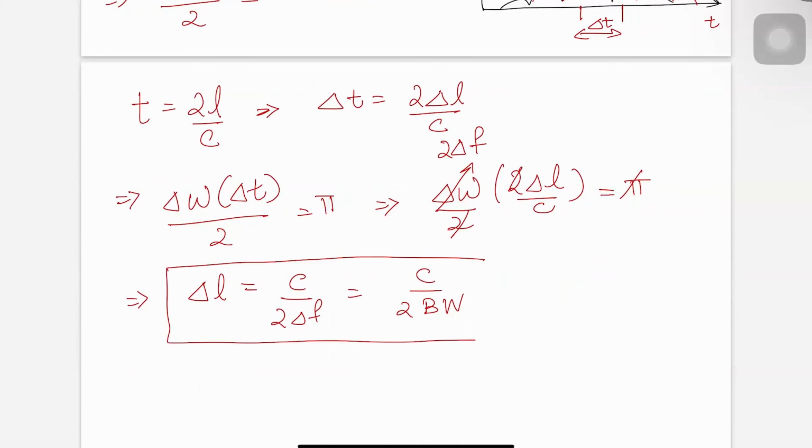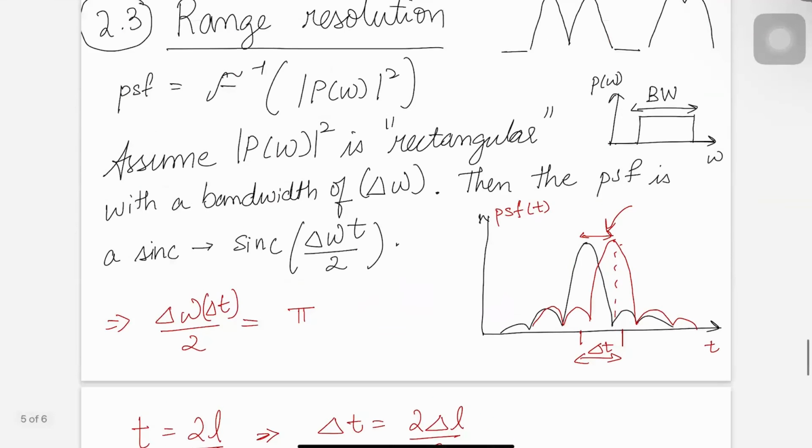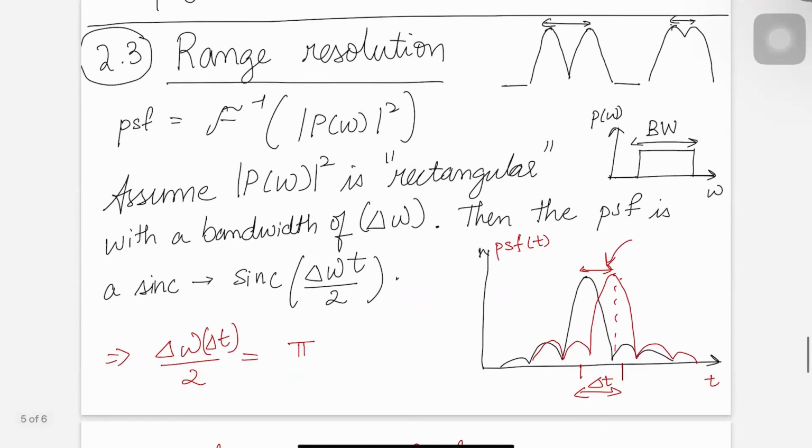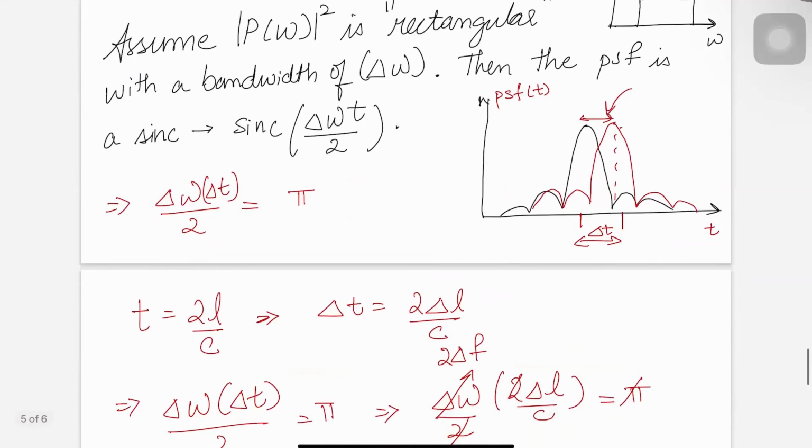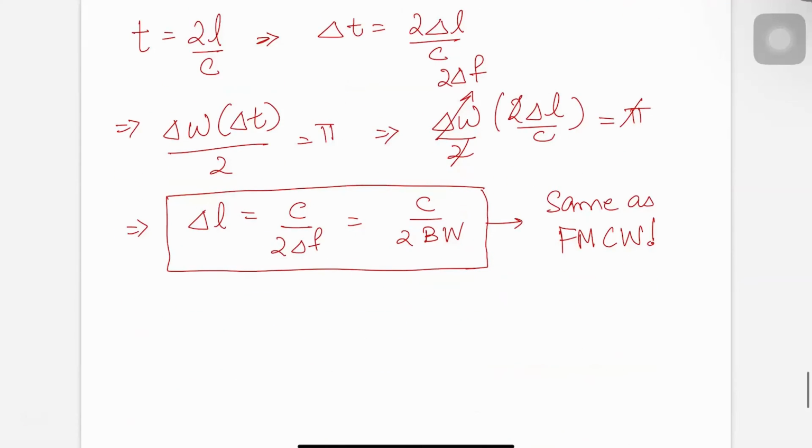This is exactly the same as what we got for FMCW. In reality, you may not be able to get this. This is the best case scenario, because in reality you don't exactly know what the transmitted pulse was. It can be slightly different, and you don't have an exactly rectangular function. But this is the number that's generally used. So if you want to design a system with a certain resolution, you know how much bandwidth you'll need.